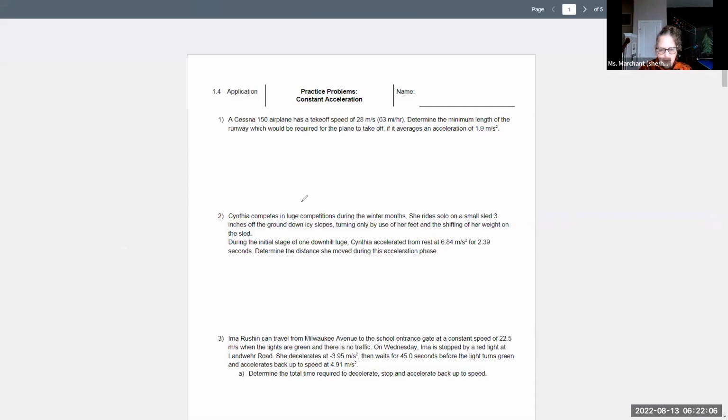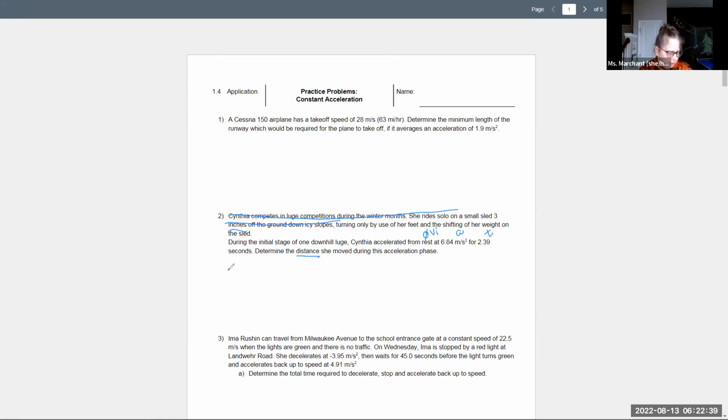Number 2. All that up there is just extraneous information. Good information to learn about, but extraneous. Okay, she's going downhill. She starts at rest, so velocity initial is 0. And then her acceleration is 6.84 meters per second squared. Use those units as a guide. For 2.39 seconds. Determine the distance that she moved.